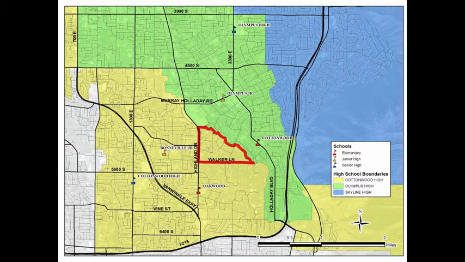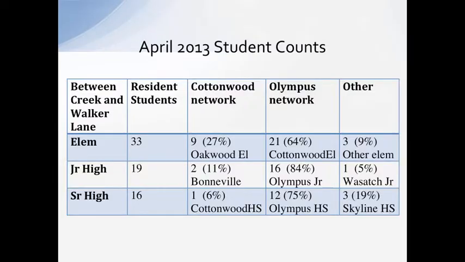This map shows the Walker Lane neighborhood, current boundaries of Cottonwood High in yellow and Olympus in green, and the respective schools are shown in relation to the proximity of the Walker Lane neighborhood. This table shows the Walker Lane area students as of April 2013 and where they attended school last year. The students who attended an out-of-area school did so by following the open enrollment procedures, which is available to all students.